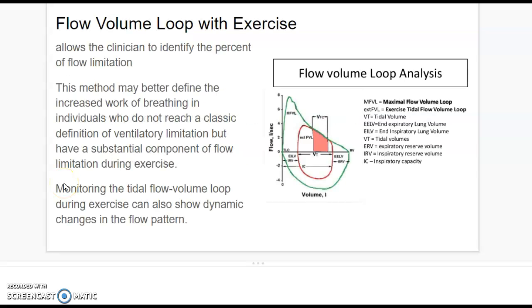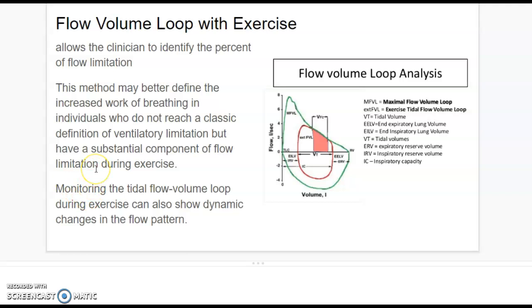Here we're going to look at our flow volume loops with exercise, and this allows a clinician to identify the percent of flow limitation. This method may work better to find the increased work of breathing in individuals who do not reach a classic definition of ventilatory limitation, but they do have a substantial component of flow limitation during exercise.